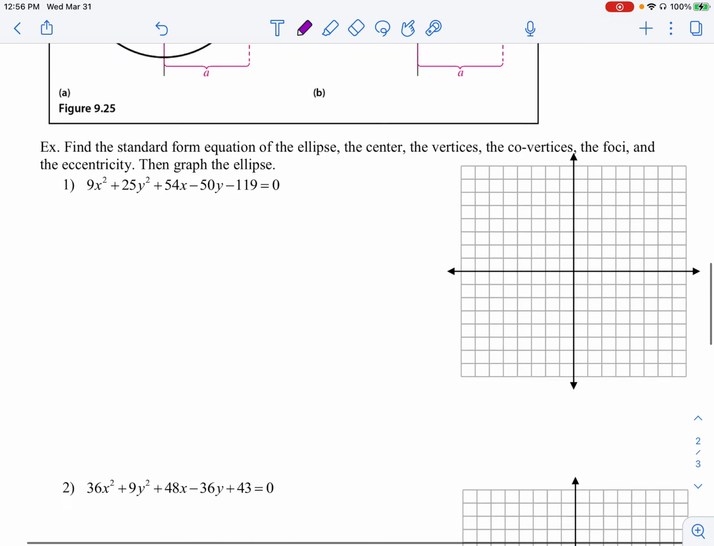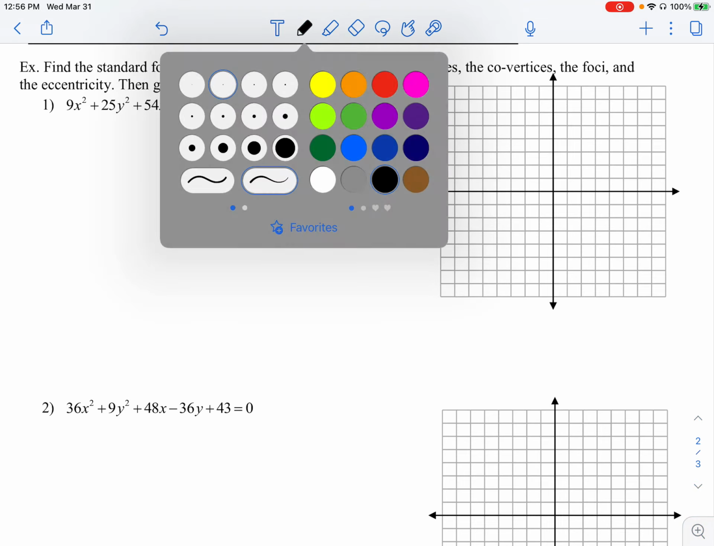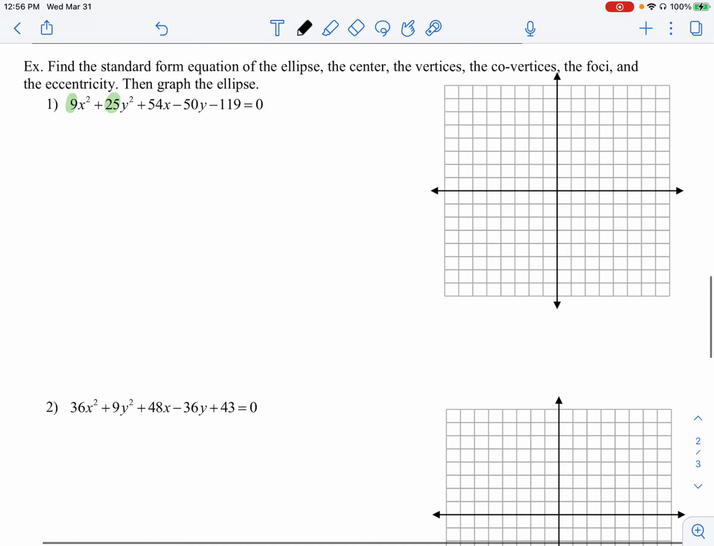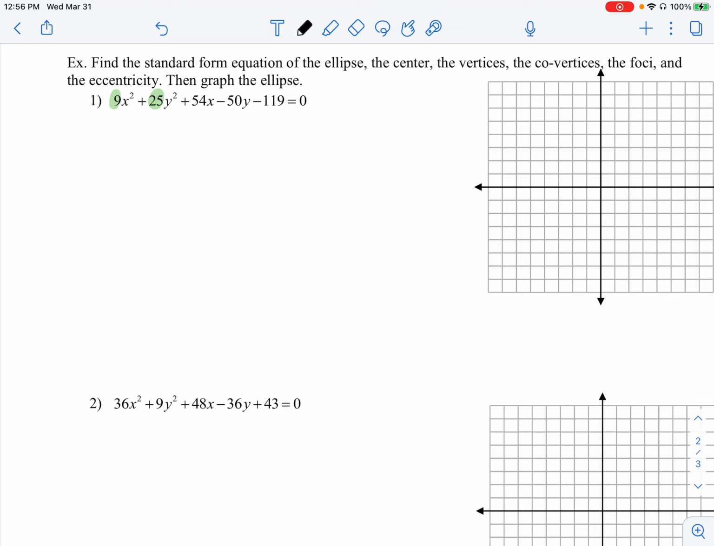So in this problem, we're going to find the standard form equation of an ellipse, and we're going to find all this other information with it, like the center and vertices and yada yada. So let's go ahead and break this down. First things first, take a look at this equation. You will notice that our A and our C coefficients are not the same. They have the same sign, but they're not the same values. So that's going to tell us right away that this is an ellipse. And we'll talk in the next video about how you know it's going to be a hyperbola instead.